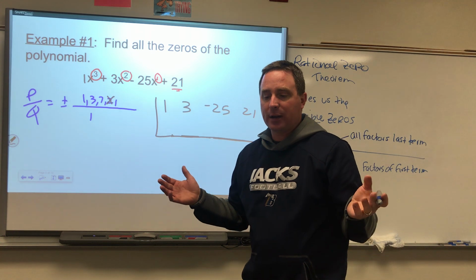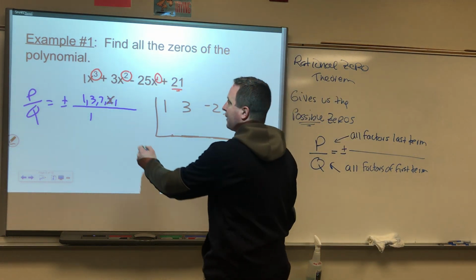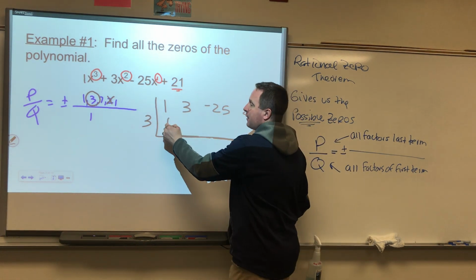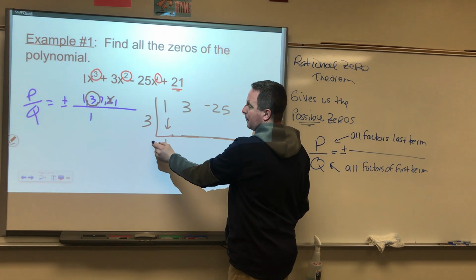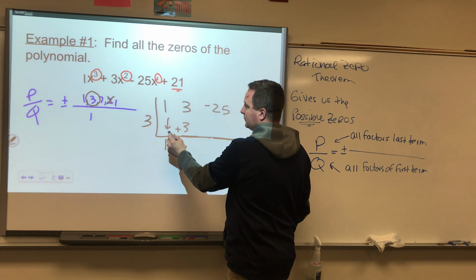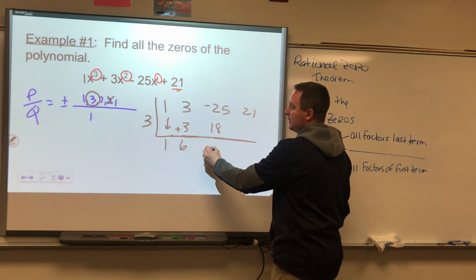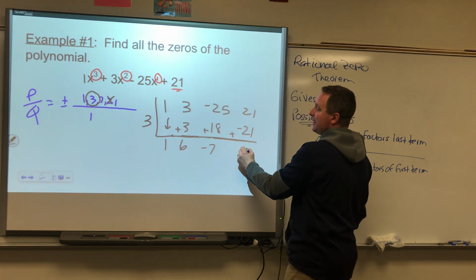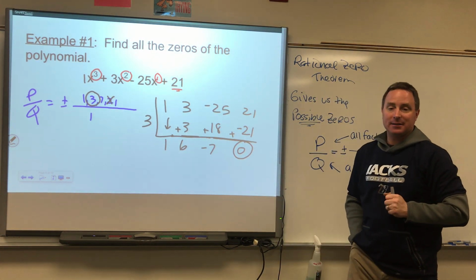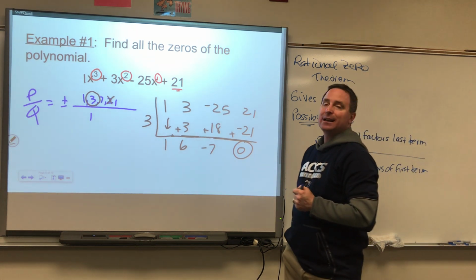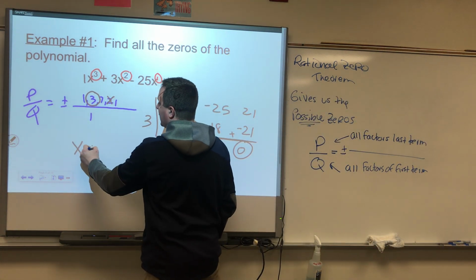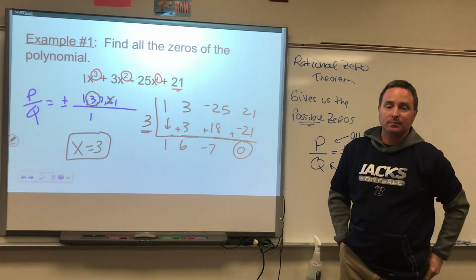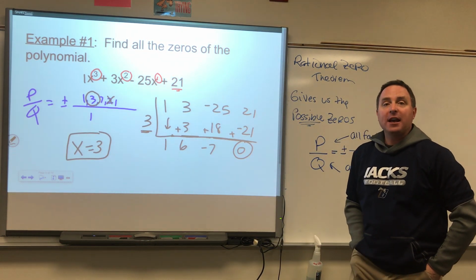Maybe I'll try 3. Let's see if this works. Again, I'm just randomly picking to start with. Drop down the 1. 3 times 1. Remember, I multiply and add. 6 is 18. That's negative 7 when I add. 3 times 7 is negative 21. Aha, there, I got it. So I know that one of my answers is x equals 3. 3 gave me a 0. Well, how do we find the others then?